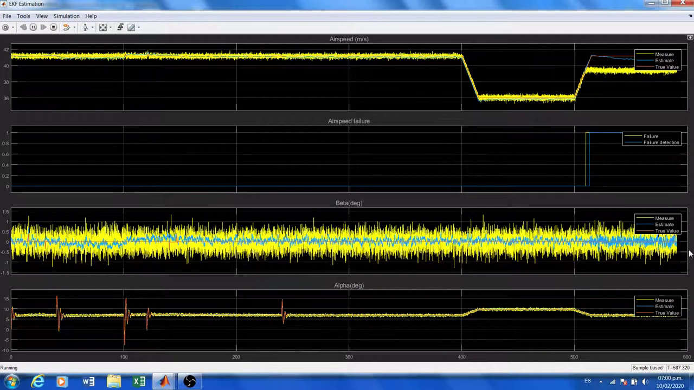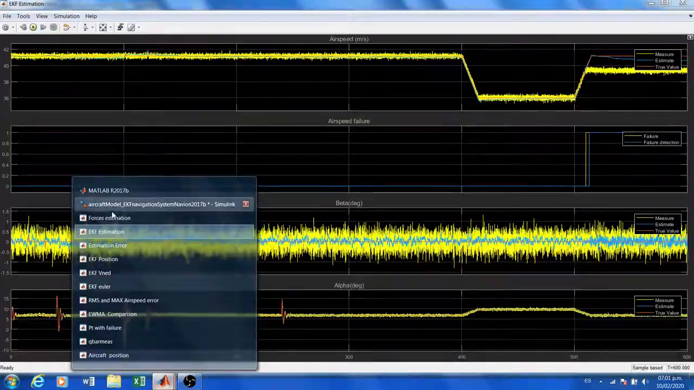So, it's working very good. Let's place right now a failure in the middle of the deceleration and acceleration. We will see, as in the first simulation that we did in the video, that the failure will be detected only after a change in airspeed. So here, the failure will not be detected because it's flying at constant speed and constant altitude. But when the aircraft accelerates, the failure will be detected.